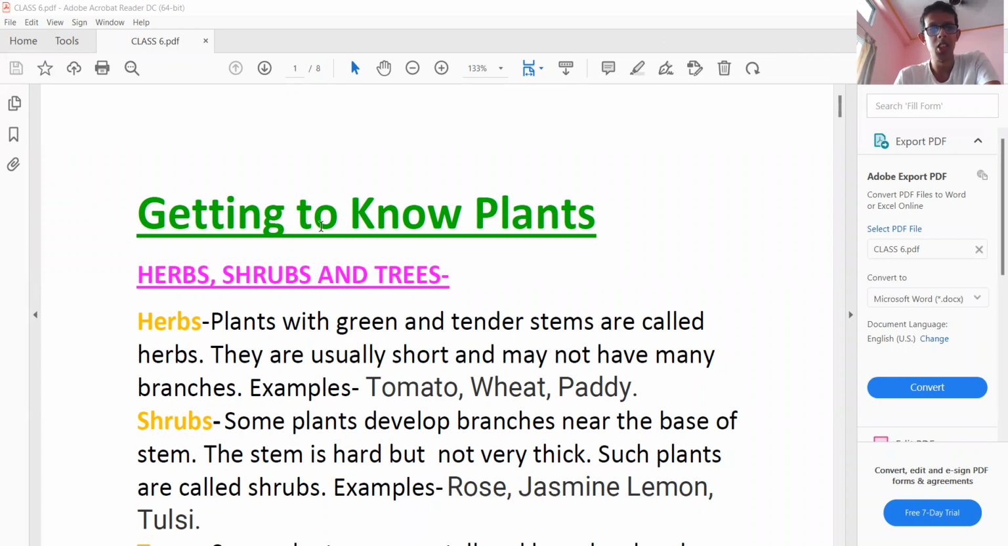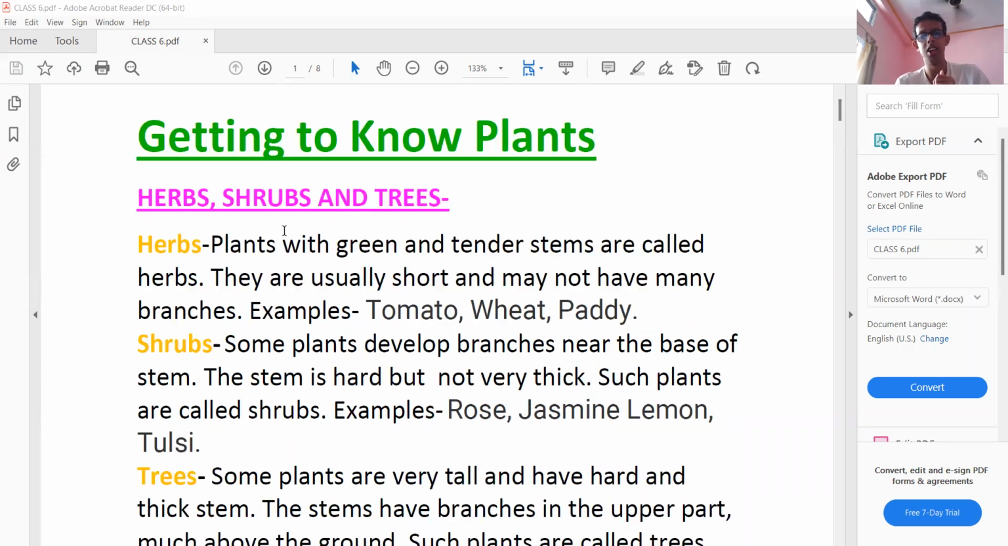Okay. So, what are the three? Basically, there are three types of plants: herbs, shrubs, and trees. What are herbs? Herbs are the plants which have tender stems. They do not have many branches. Example: tomato, wheat, paddy. Okay.